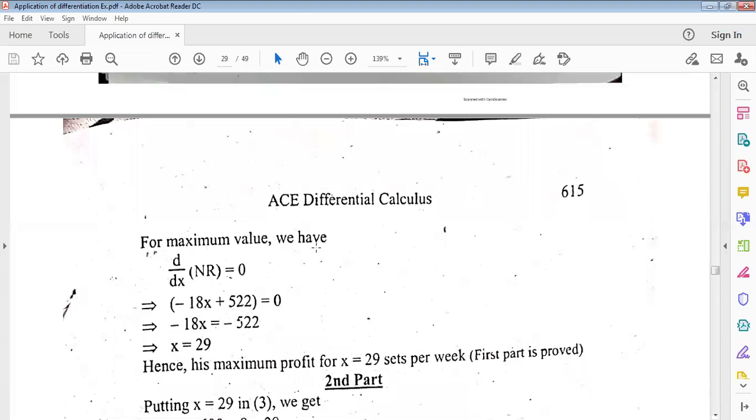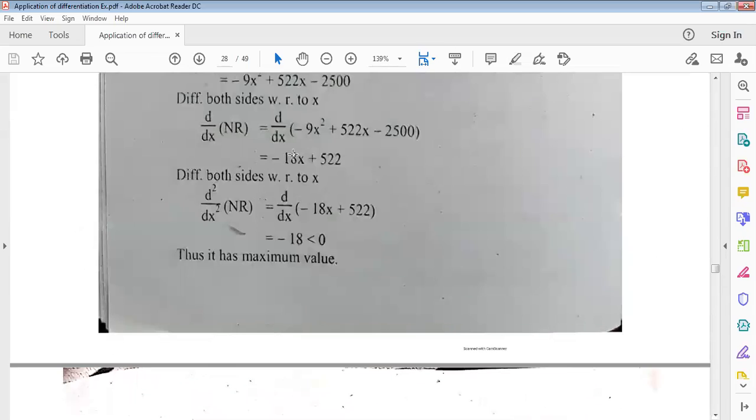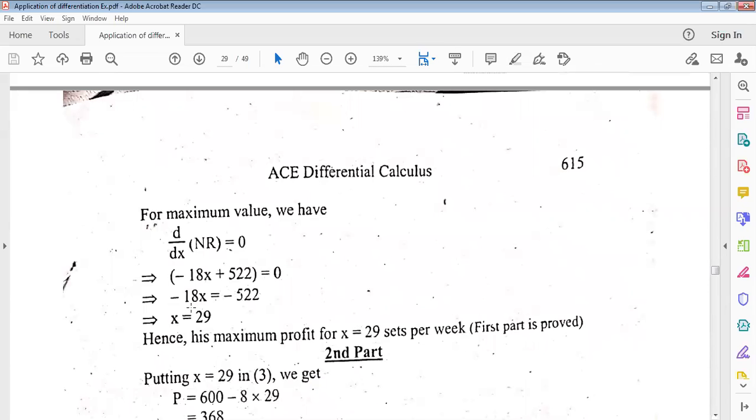Now for the maximum value, the first derivative of net revenue must be 0. And this value we found: minus 18x plus 522. So this equals 0. X equals, what will be? 29. Hence its maximum profit is this for x equals 29 sets per week. This is the first proof.